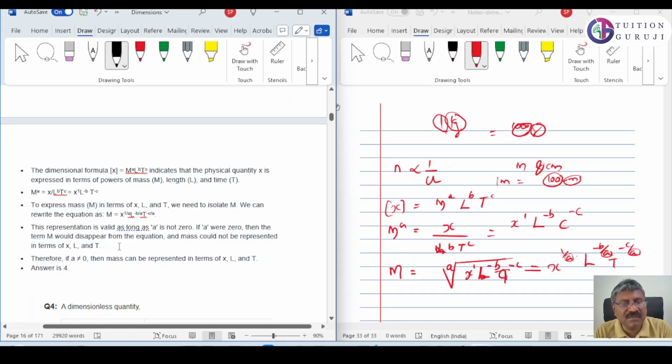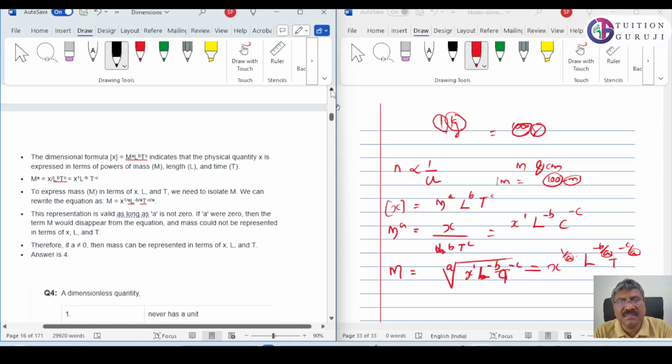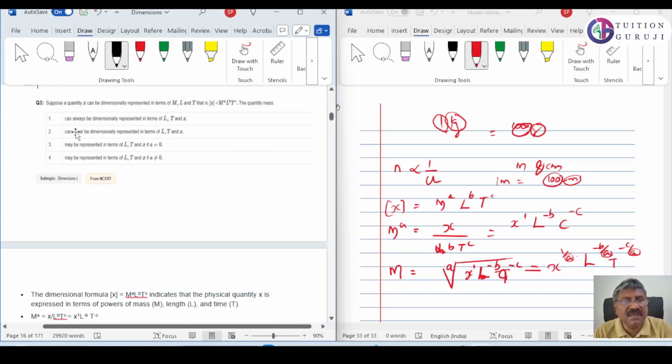If a were 0, then the term M would disappear from the equation and the mass could not be represented in terms of x, L and T. Therefore, if a is not equal to 0, then the mass can be represented in terms of x, L and T. So let us see the answers. The option saying it can always be represented in terms of L, T and x is wrong, because only if a is not equal to 0 is it correct. Otherwise it is wrong.